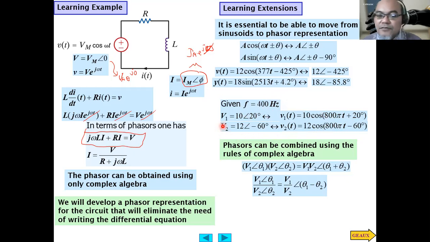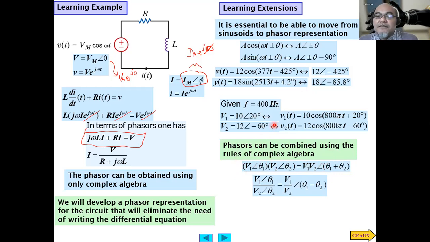If it were V2 equals 12 with a phase angle of minus 60 degrees, and you want to re-express it as a sinusoidal function, it becomes v2(t) equals 12 cosine of 800 pi t minus 60 degrees. We can combine phasors using the rules of complex algebra. So if we multiply V1 with an angle theta 1 times V2 with an angle theta 2, this becomes V1 V2 with an angle of theta 1 plus theta 2.